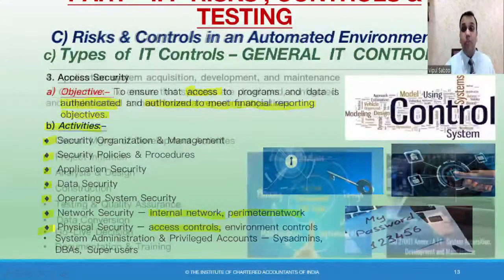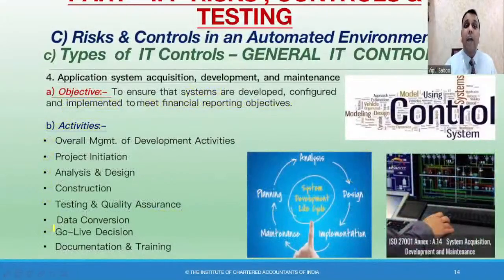What is next? The fourth type of control: application system acquisition, development, and maintenance. So if you have asked for a customized software or system for your organization, or you are building it in-house, while acquiring, developing, and maintaining that system, what kind of controls are required? The objective is to ensure that systems are developed and configured, configured meaning they're programmed like this so that they're able to meet your financial reporting objectives, and they are implemented accordingly.